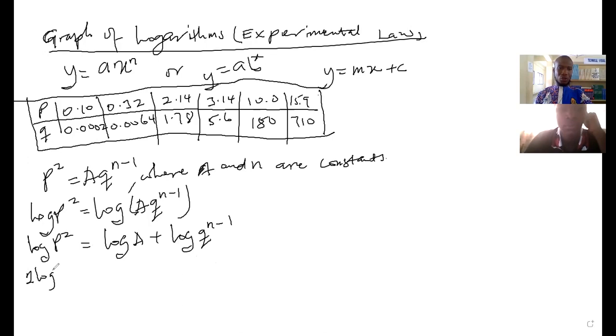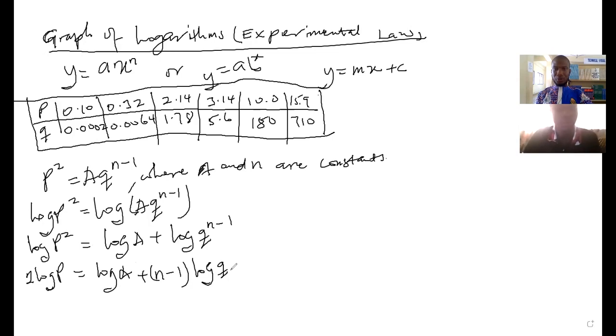So that we have 2 log P equals log A plus n minus 1 log Q. Hello, sir. Do you have any question? No, my connection is unstable, but let's continue. But you can see, right? Yes. All right, then let's continue.